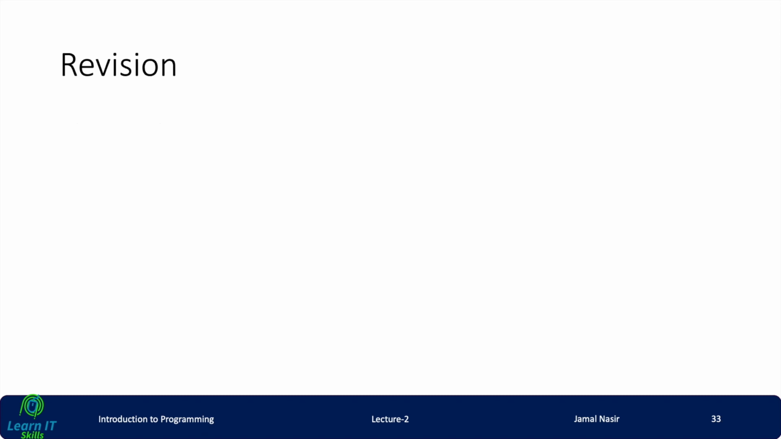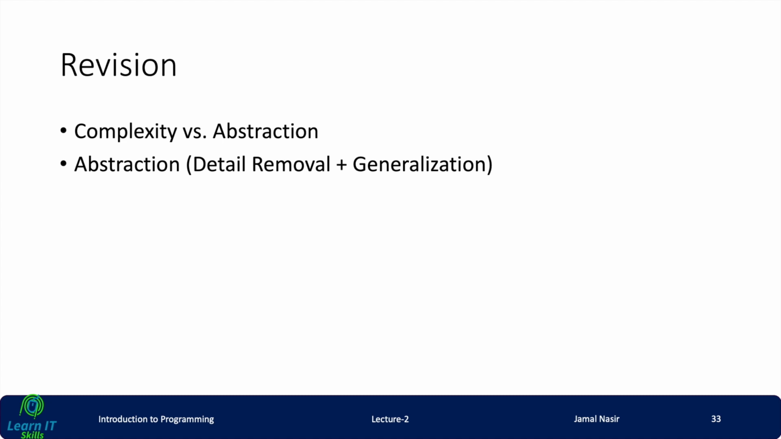So let's revise what we have discussed in this lecture. Complexity versus abstraction. Complexity is our enemy. We have to divide our problems into subproblems, and with the help of abstraction we can hide details and generalize. We can tackle this complexity problem. So this is abstraction: detail removal plus generalization.